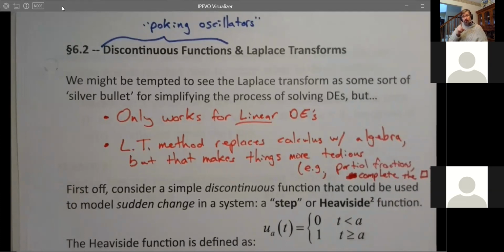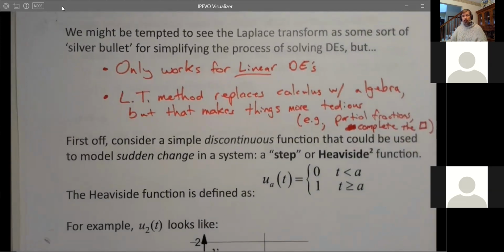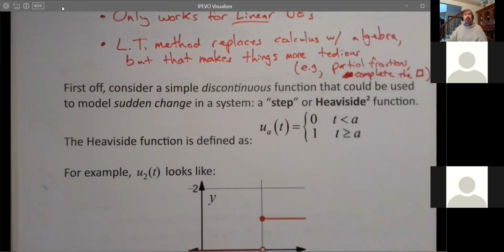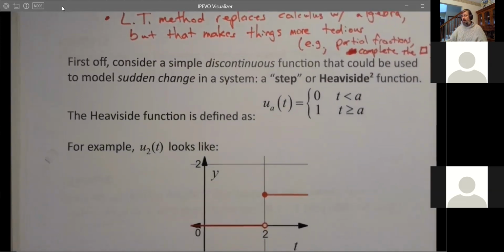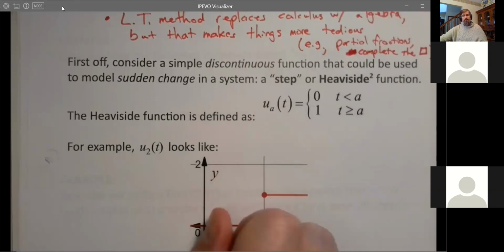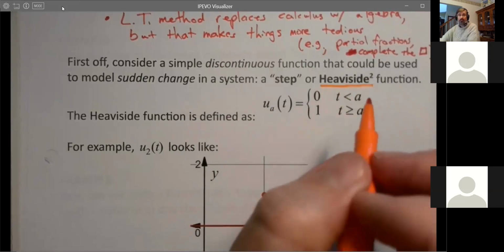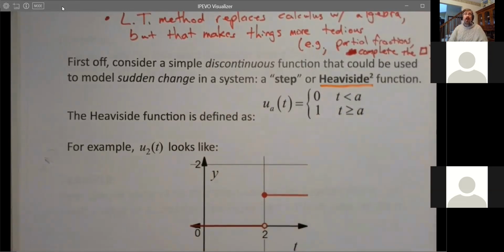But there's one other way that the Laplace transform method is incredibly useful for us. It allows us to use discontinuous functions. So we're going to introduce what's called the unit step function. You probably have run into step functions before. It's called the unit step function, that's why the U is there. But it's really known as the Heaviside function, named after a person named Oliver Heaviside.